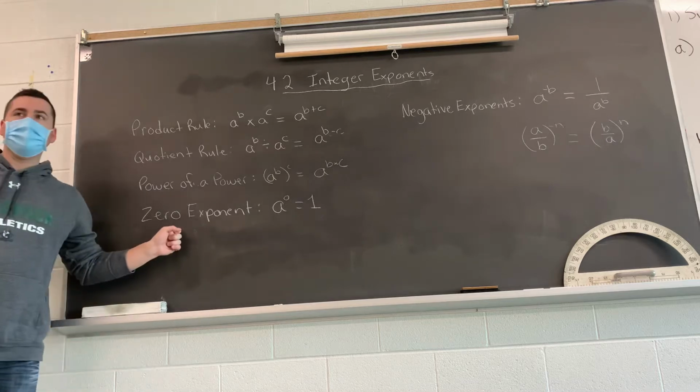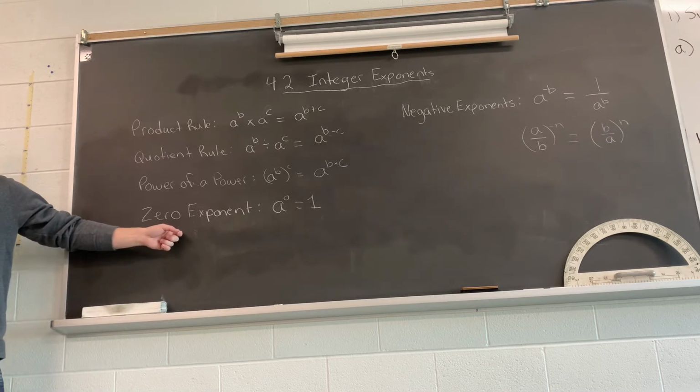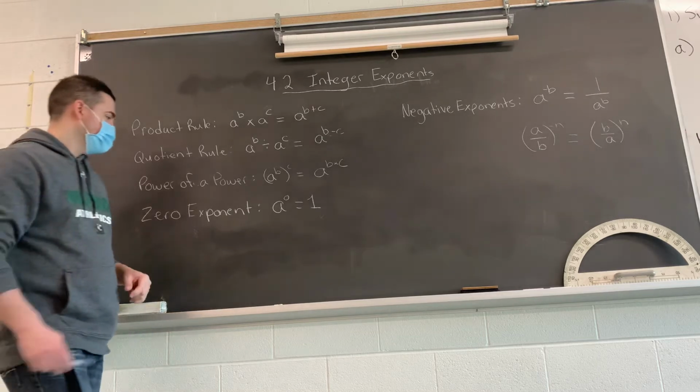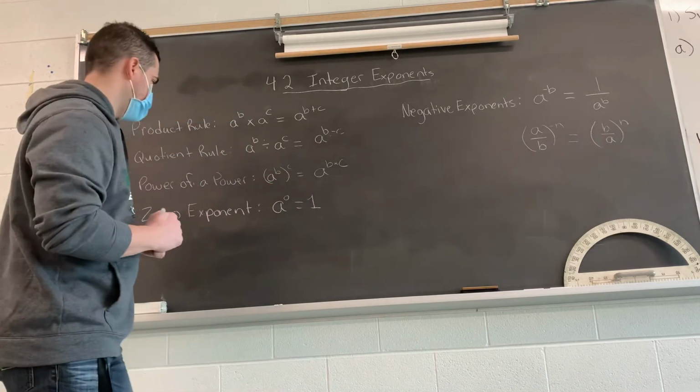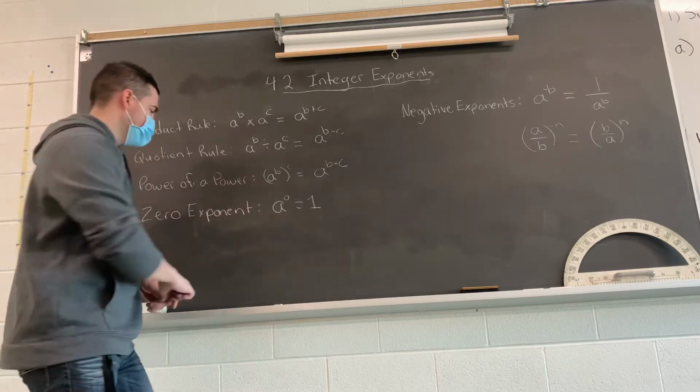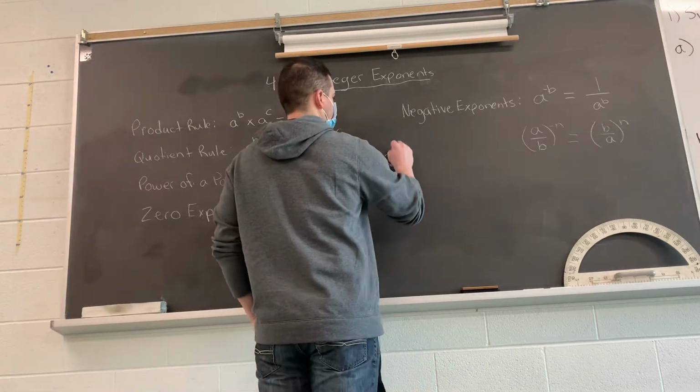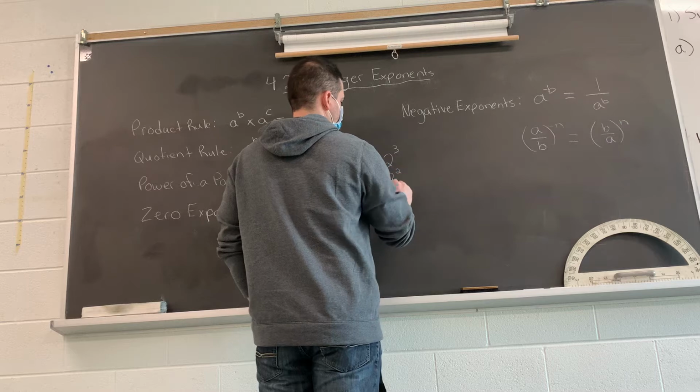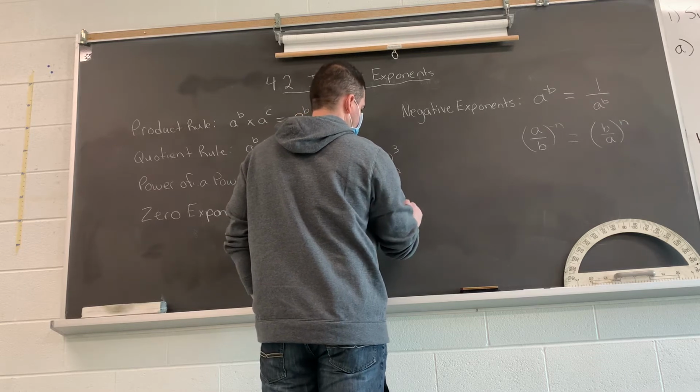Okay, then you learned in grade 9, the 0 exponent. So anything to the power of 0 is 1. And I'll show you why that's true. Actually, I'll show you now. I'll show you why that makes sense.